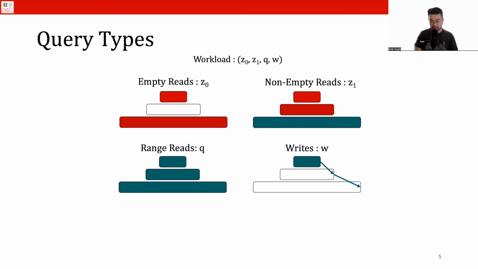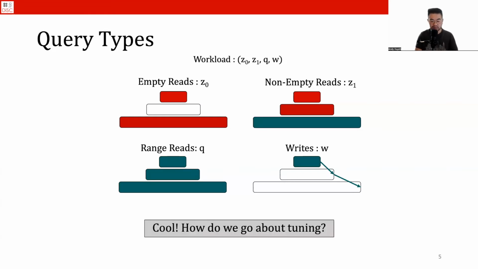And with these query types, we can essentially define a workload as just the frequency of each type, so into a probability vector, right? So cool. We have a workload. We have the knobs that we're looking for. So how do we actually go about tuning, right?